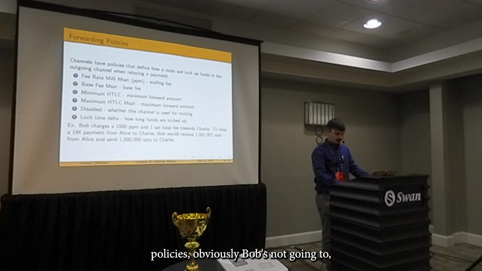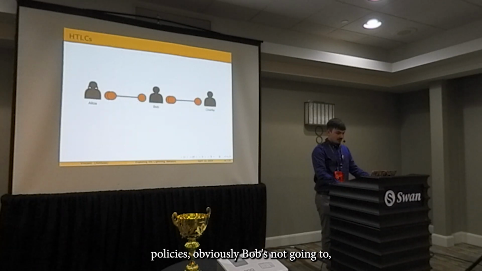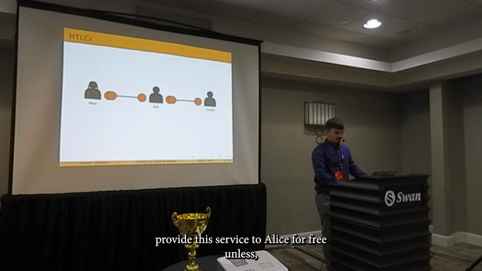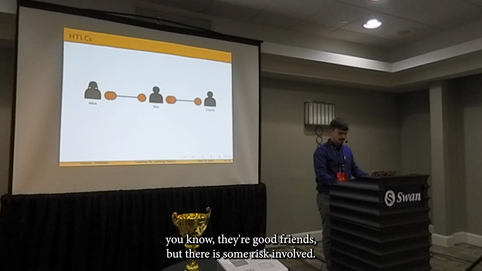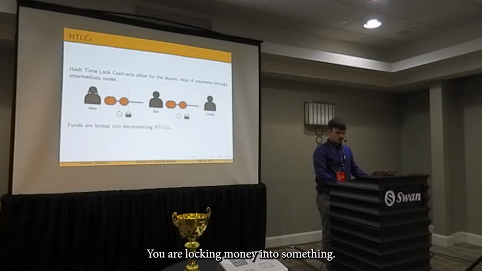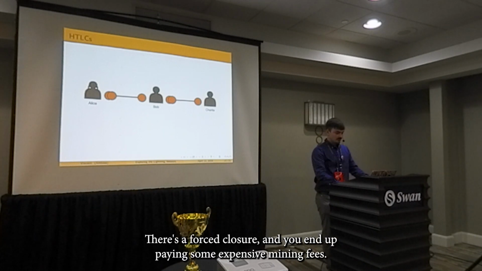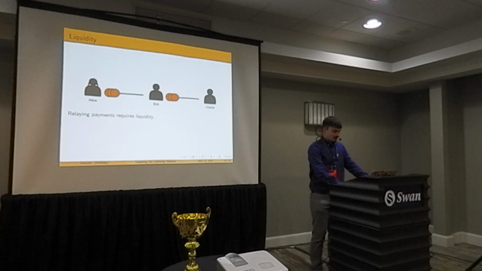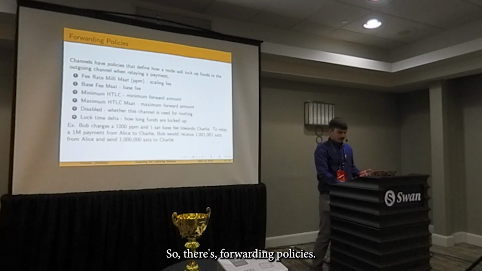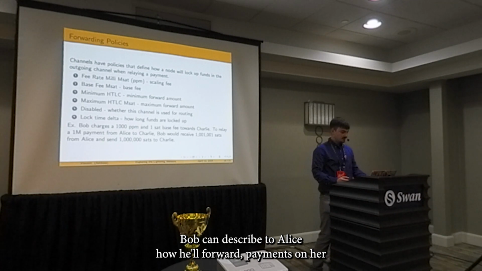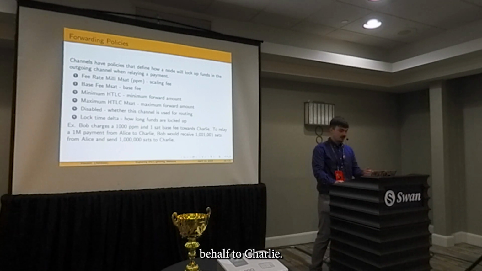So getting into forwarding policies, obviously Bob's not going to provide this service to Alice for free unless they're good friends, but there is some risk involved. You are locking money into something. There's a chance that things can go wrong. There's a forced closure, and you end up paying some expensive mining fees. So there's forwarding policies. Bob can describe to Alice how he'll forward payments on her behalf to Charlie.